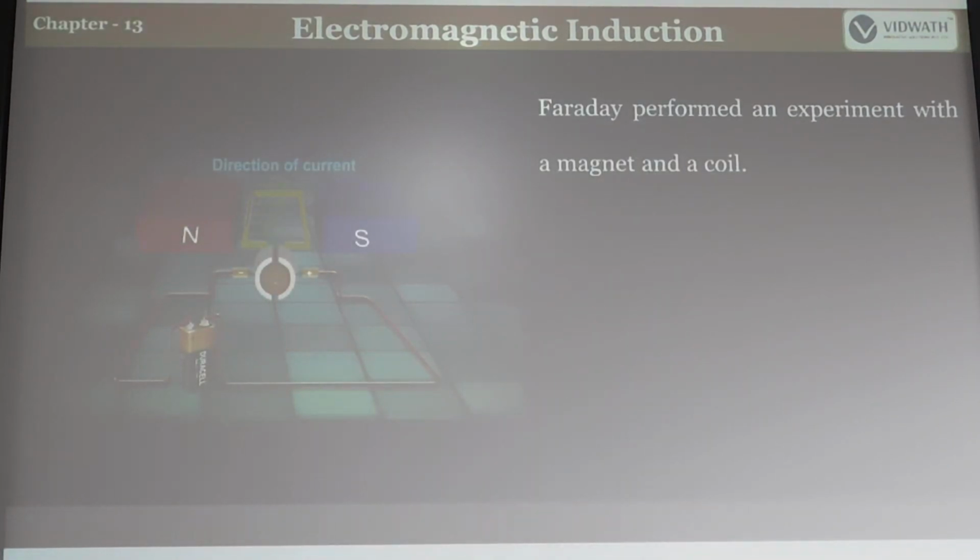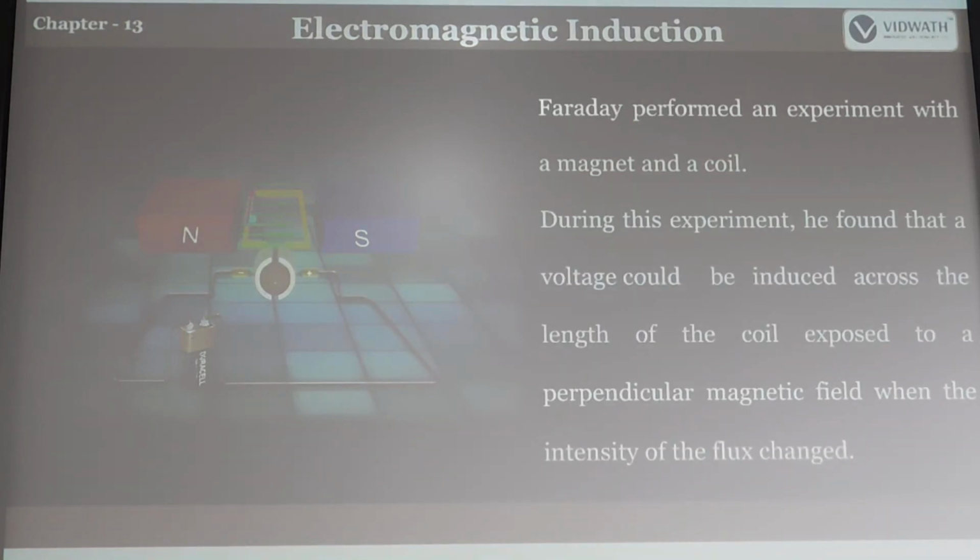Faraday performed an experiment with a magnet and a coil. During this experiment, he found that a voltage can be induced across the length of the coil exposed to a perpendicular magnetic field when the intensity of the flux changes. Scientifically, this is called the flux, and we write it with the symbol phi.